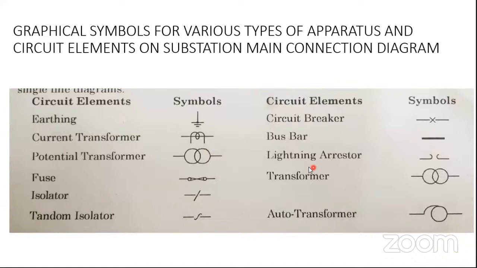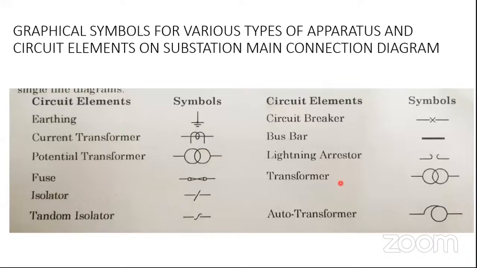Lightning arrestor. To protect the system from high voltage surges onto the existing system, we need lightning arresters. This is a bit like this. Lightning arresters are what you will see when you look into the single line diagram of a substation. Transformer is the heart of a substation. It is used either to step down the voltage or step up the voltage.